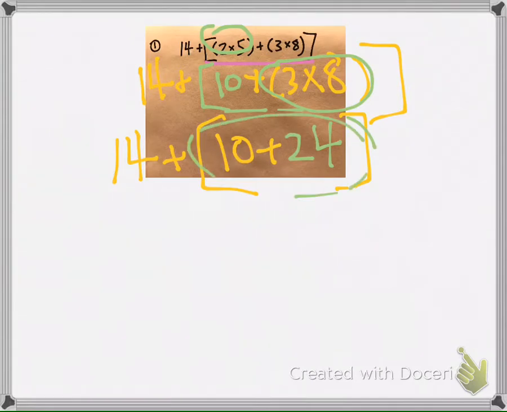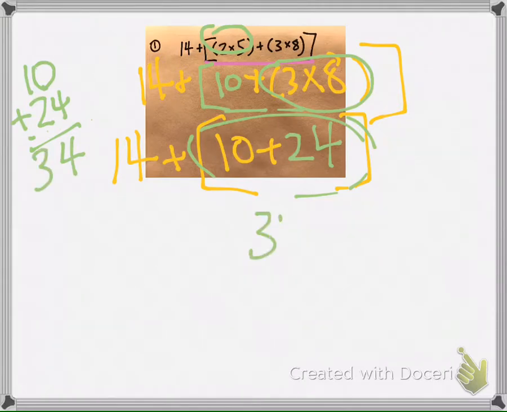So 10 plus 24. If you need to, you can do your work on the side. So 10 plus 24, and I get 34. And then switching colors, rewrite everything else. 14 plus 34. And then from here, we go ahead and figure out our last step, 14 plus 34. And I'm going to let you finish solving that one.